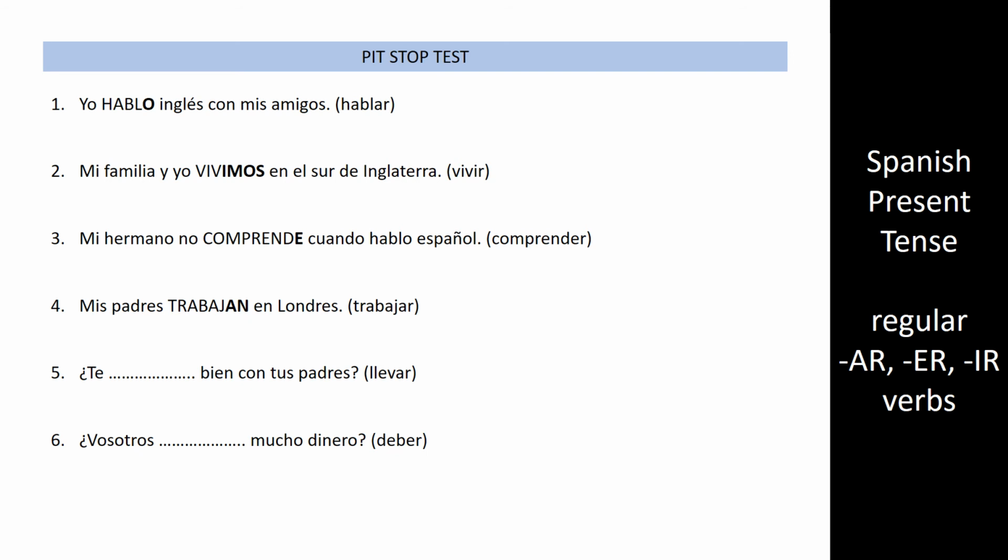Number five, you've got the pronoun te, so that's you. Take off the AR from llevar. Llevas. Te llevas bien. Do you get on with your parents? And number six, vosotros is you plural. Deber is an ER verb. Take off the ER. Debéis. Do you owe lots of money? Debéis mucho dinero. And that's it.